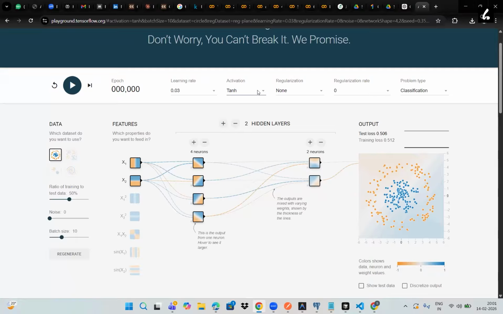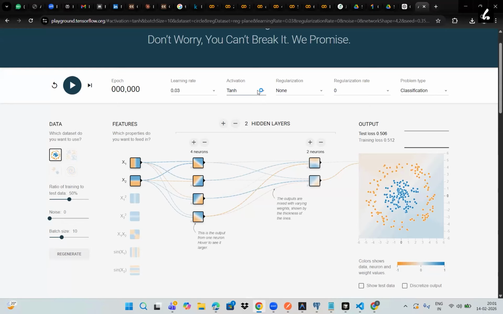Similarly, we have Adagrad, right? These are very old ones. Currently, in most scenarios, the activation function we use is ReLU, and the optimizer is Adam, right? Those work best for most scenarios.